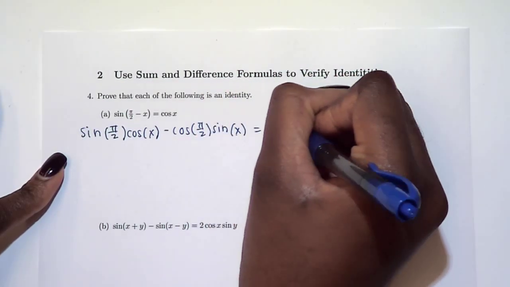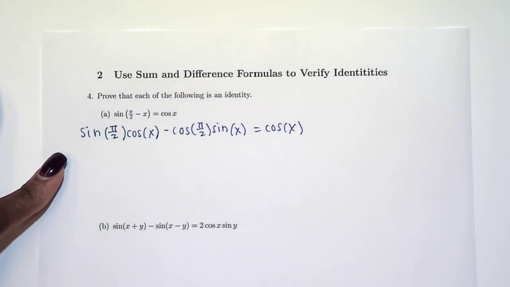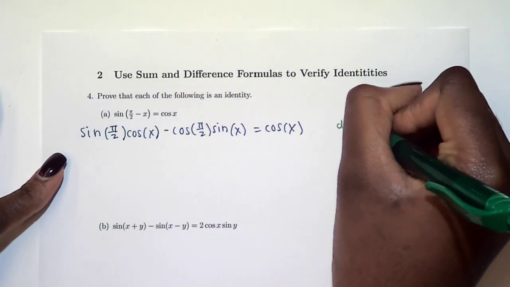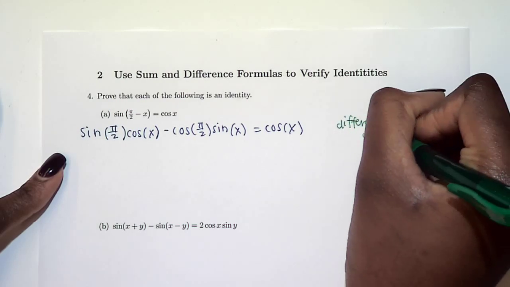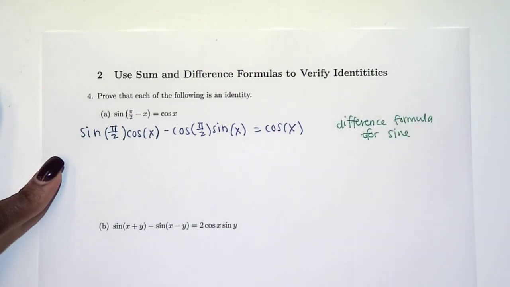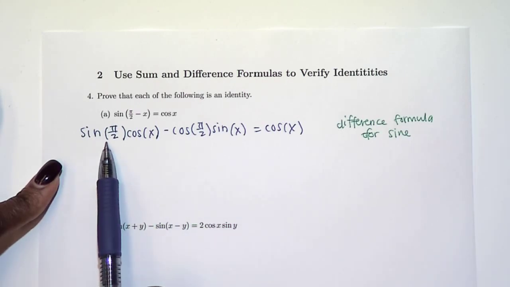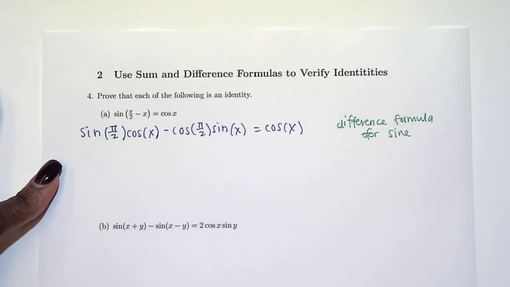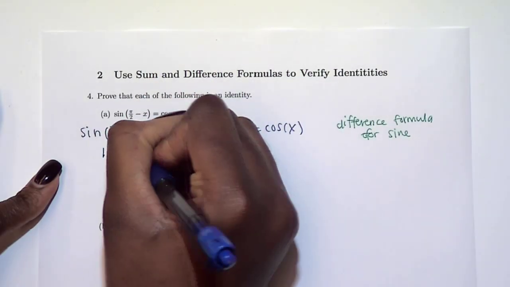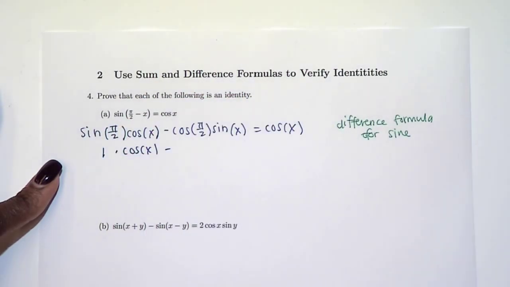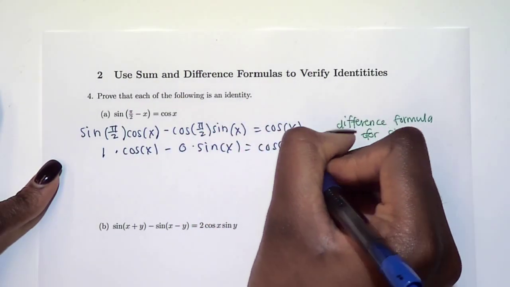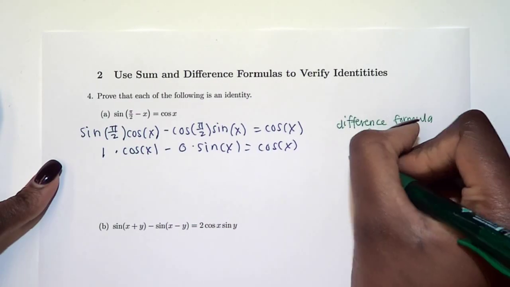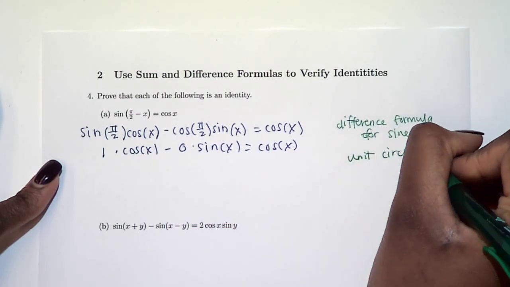And so this should equal cosine of x. All I did was use the difference formula for sine. Notice sine of pi over 2, I know exactly what that is. Sine of pi over 2 is 1, and cosine of pi over 2 is 0. You could have figured this out using the unit circle, or you just knew these values already.